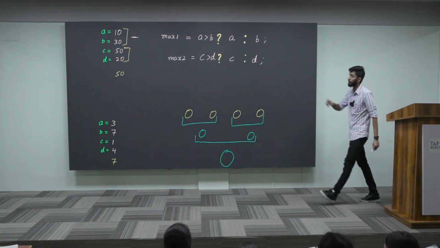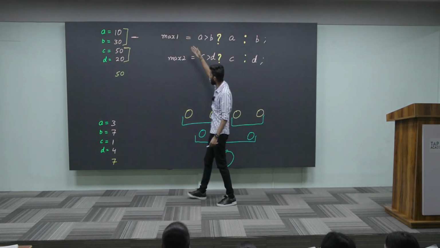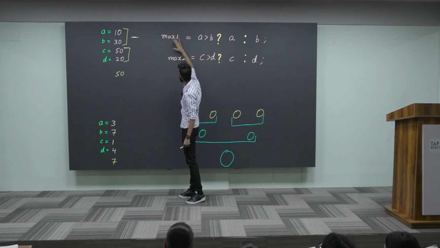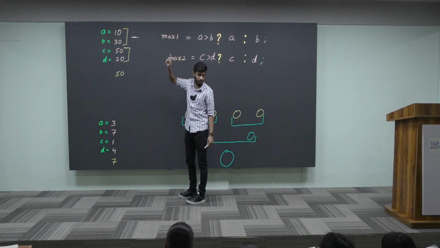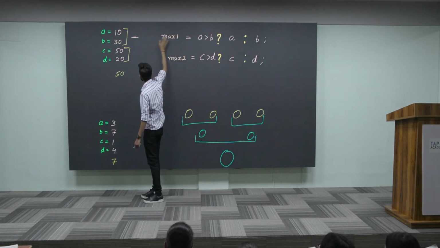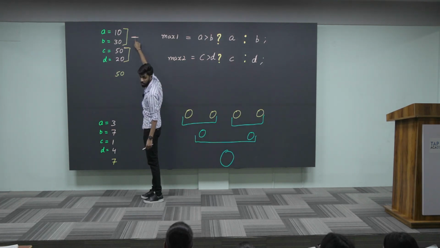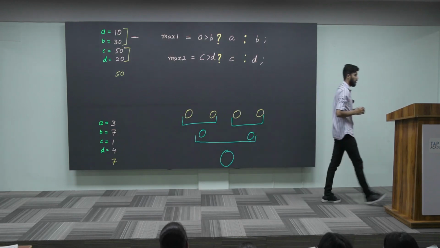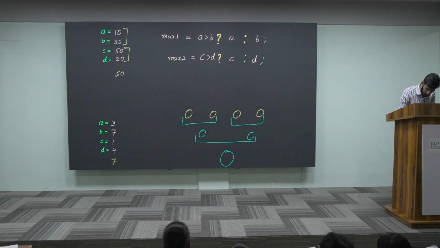So now you have max1, max2. This is like your 2 semi-finals. Now among these 2, there will be only 1 maximum. So when you had written the code over here, in max1 what you would have got? 30. In max2 what you would have got? 50. So basically over here you would have got an answer as 30 and over here 50.